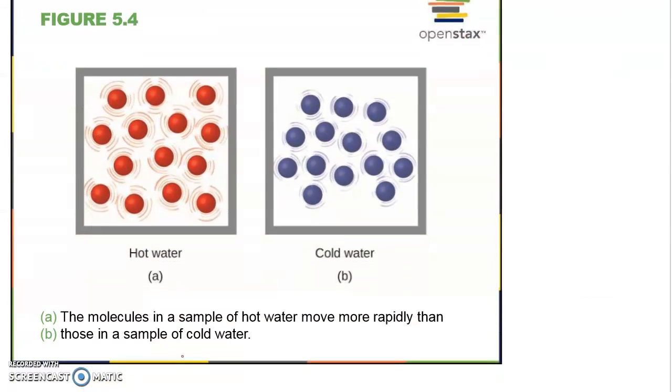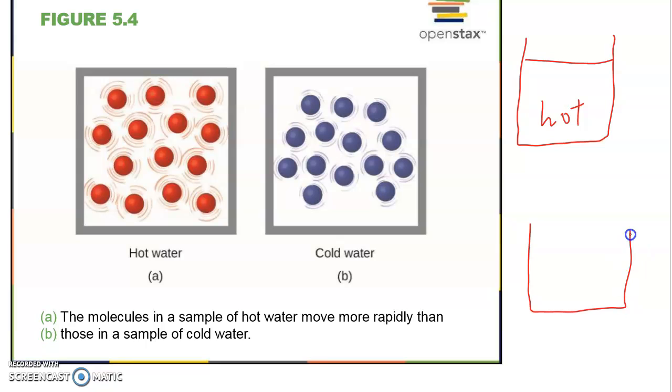Here is an example. Let's say I have a cup of water. This is a hot cup of water. And I have a cup of cold water. What happens if I put a drop of, let's say, blue ink in here? I put a drop of blue ink and allow it to diffuse into these two cups of water. Which one will be diffusing faster? Of course, the drop in the hot water will diffuse faster. Why? Because when it's hot, the molecules will move faster.